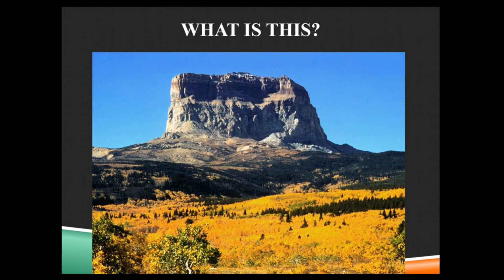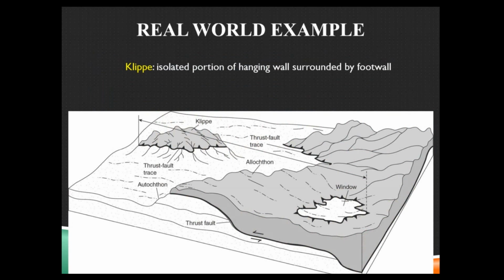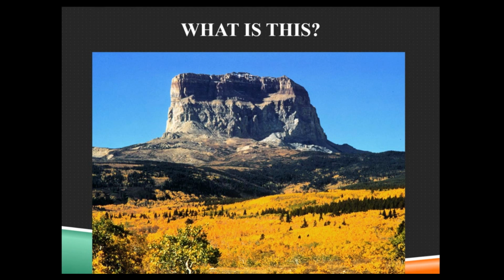So here's a really cool, nice chunk of rock. Gorgeous structure. What would we call this structure? It's right here. It's a klippe. This was part of a huge thrust fault where the hanging wall covered this whole area. Then over millions of years, almost all of that hanging wall has eroded away, leaving only this chunk.